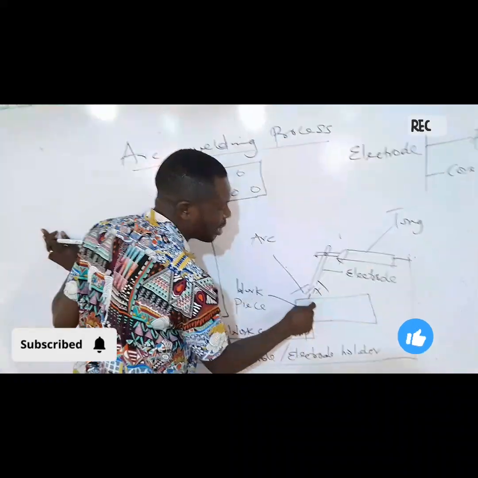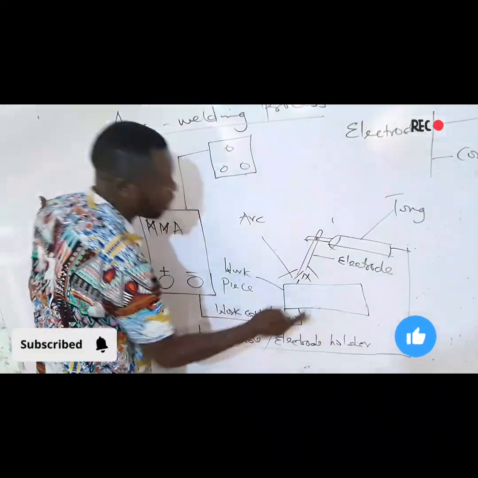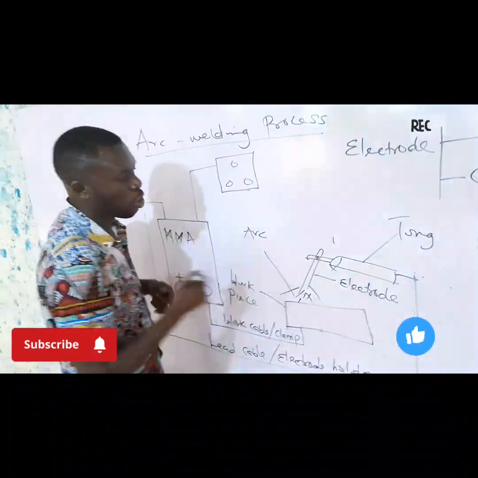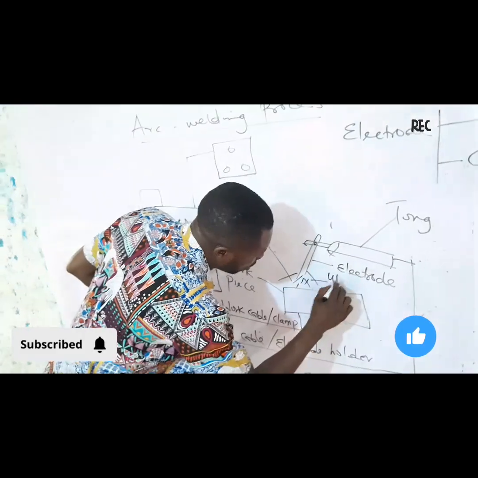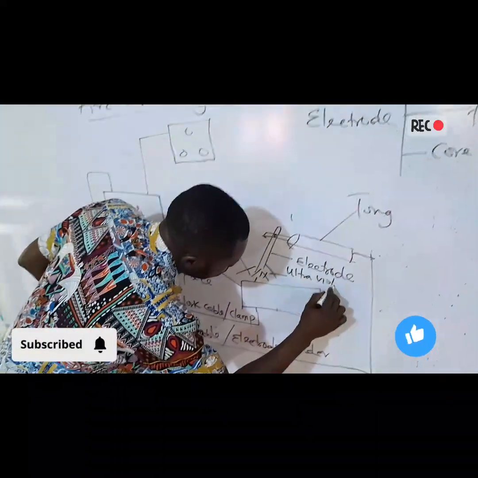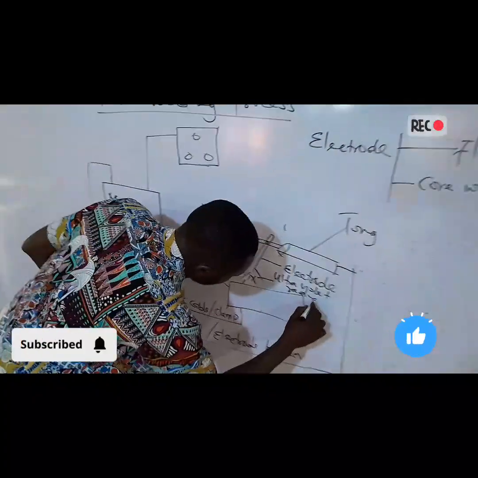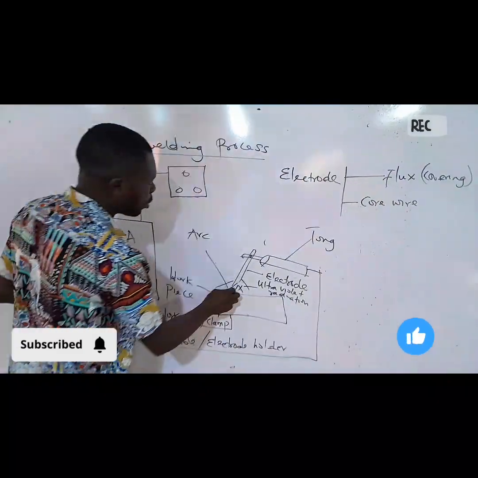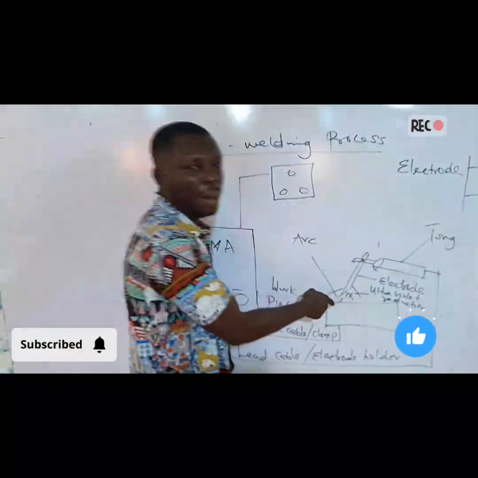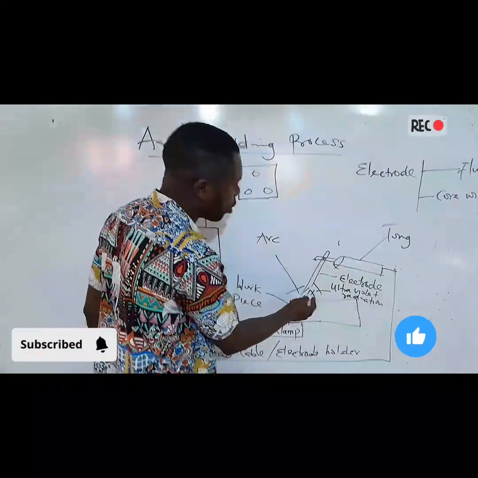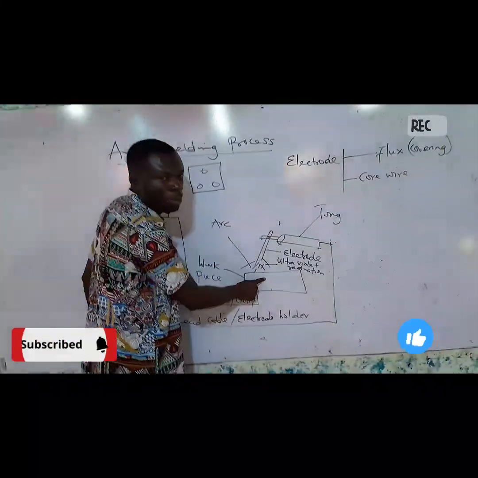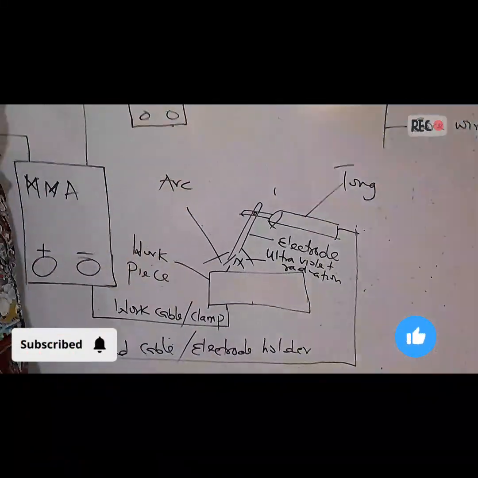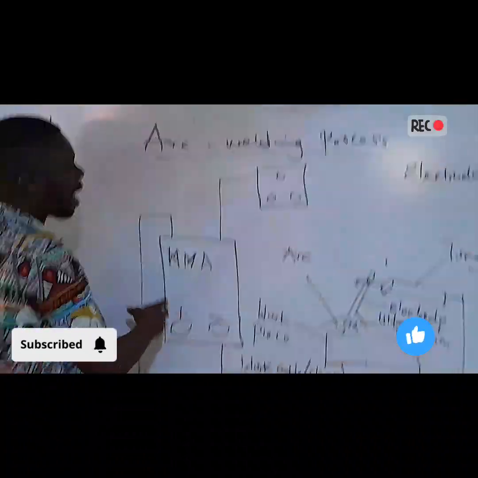Once those charges jump this air gap to this workpiece, what happens? There will be an outburst of light, which is known as the ultraviolet radiation. We'll talk about this in one of our videos, how harmful this is to the eyes. It is going to be accompanied by heat, which is going to be used to melt this workpiece. And at the end of the day, you're going to be achieving coalescence. So this is the principle of operation of the arc welding process.